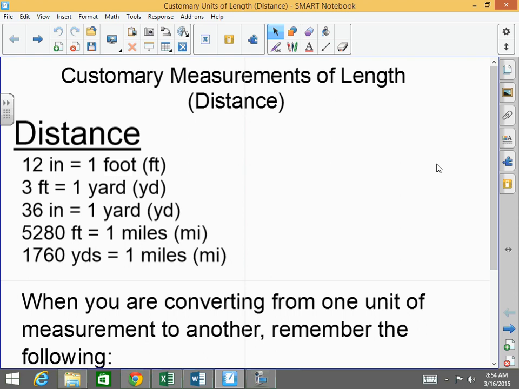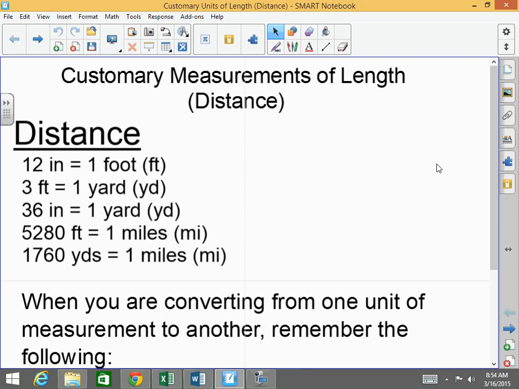Mr. Morrow's intensive math class. Today we're going to start a unit on measurements, and we're going to learn all about measurements. We're going to learn about the metric system, the English system, conversions, all that fun stuff. And today we're starting with the customary or English system of measurements of length. Length, we're talking about distance.